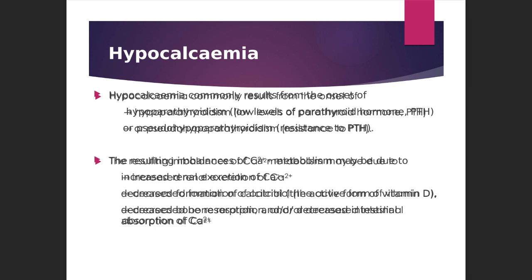The next is hypercalcemia. What is hypercalcemia? Hypercalcemia, as we discussed previously, is a common result in the onset of hyperthyroidism, low levels of parathyroid hormone, and pseudohypoparathyroidism, that is, resistance to the parathyroid hormone.